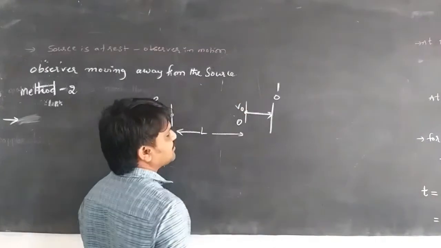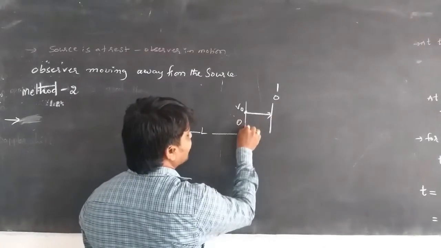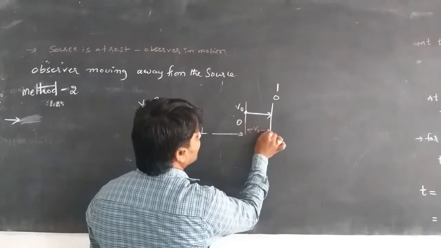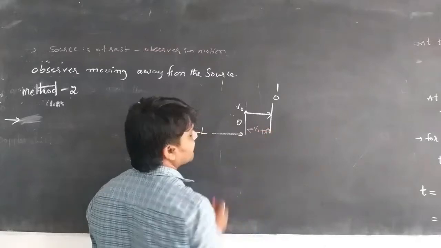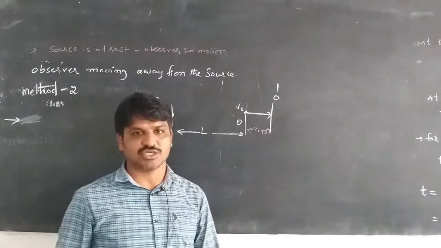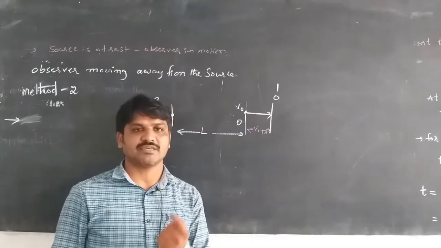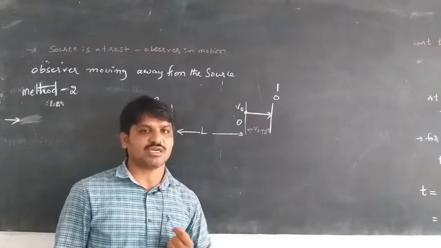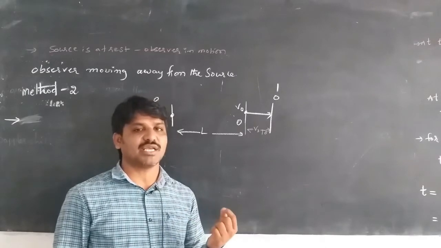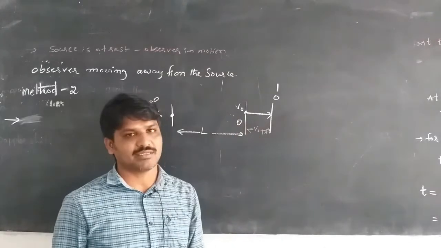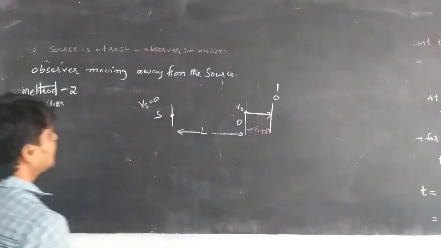So here is the observer's velocity V0, and he travelled a distance of V0 T0. Distance is equal to velocity into time. V0 is the observer's velocity, and T0 is the time taken to travel from this point to that point.